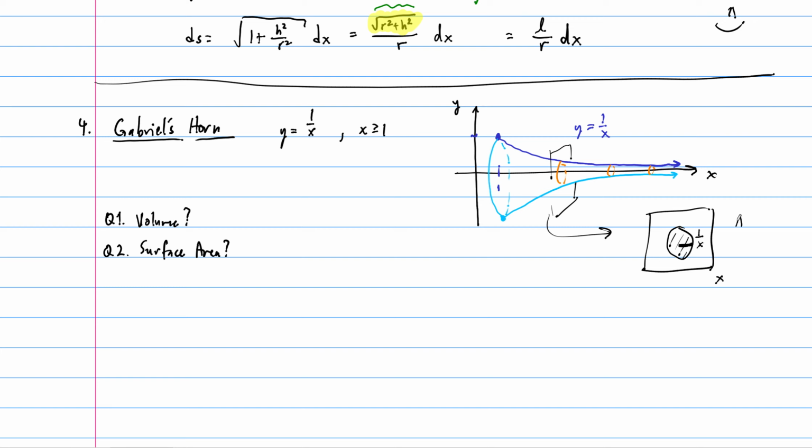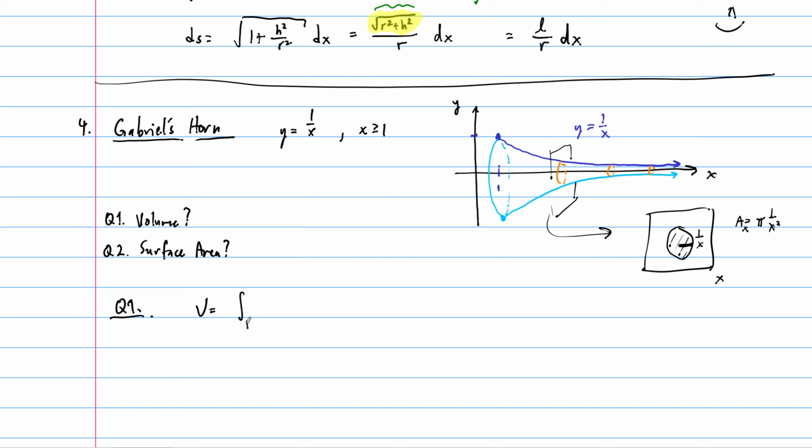And so then the area of this slice, radius of x, is pi times 1 over x, quantity squared. And then we just add these up in the x direction, right? You just add up the areas of these slices, and that'll give you the volume. So for the volume we use the slicing method.